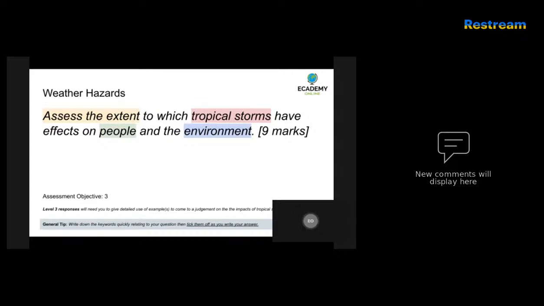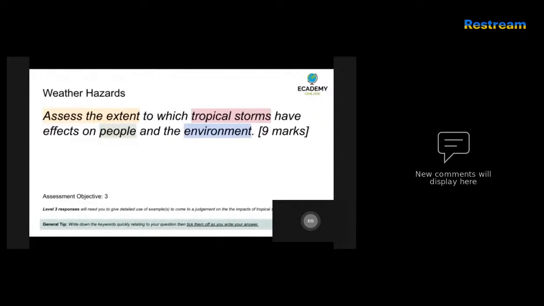So when you get started with this question, focus on highlighting the key words in the sentence itself. In this case, you've got "assess the extent", so you've got to look at different factors, not just one factor. You've got to look at tropical storms. So I would probably highlight that word and then give some examples, Typhoon Haiyan, for example, or Hurricane Katrina, whichever one that you're going to be using.